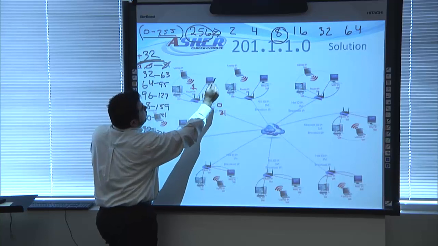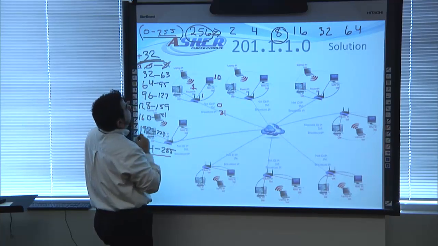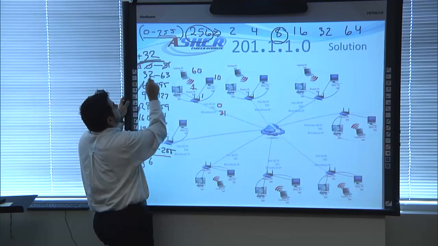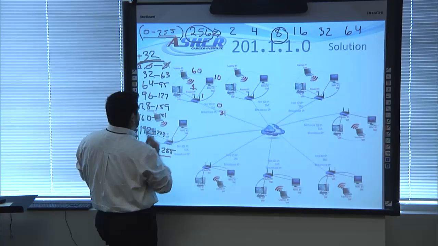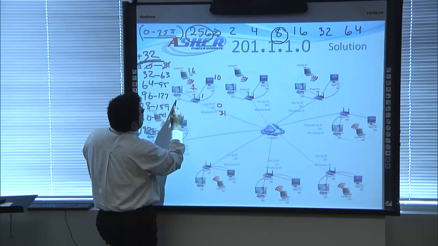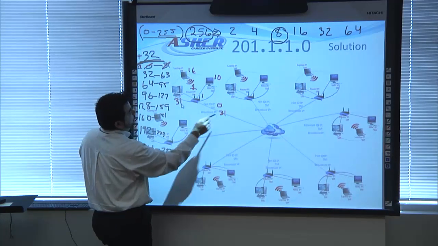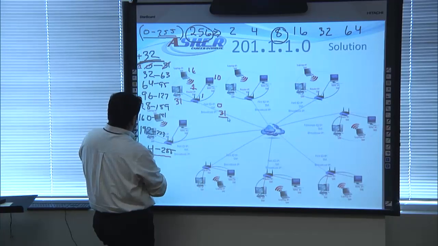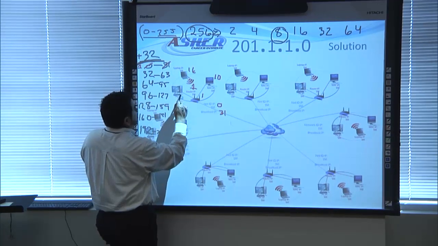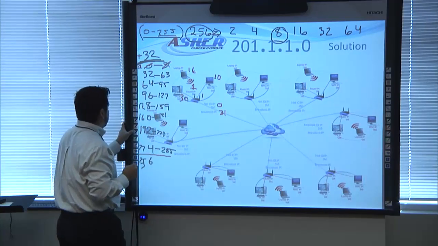So can this computer be 10? Can this computer be 60? No, because it's not in the range. But can it be 16? Yes. Can this computer here be 31? No, because that is the broadcast there. So can it be 30? Okay. All right, let's move on to the next group.